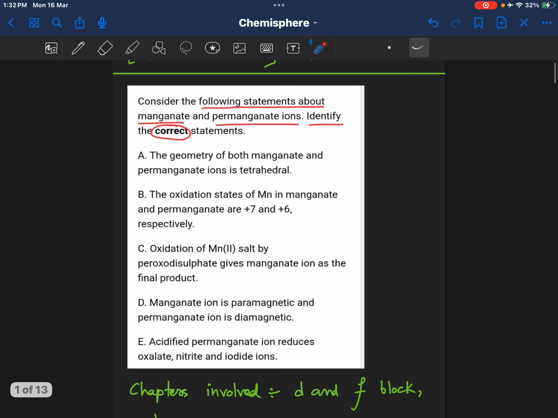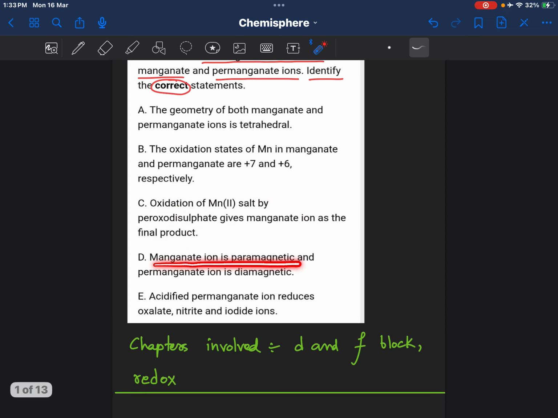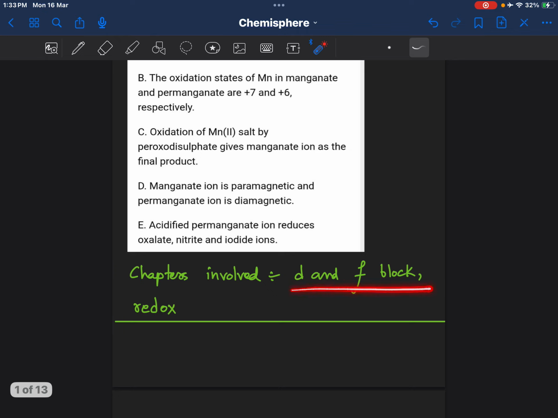The first one is: the geometry of both manganate and permanganate ions is tetrahedral. Second: oxidation states of manganese in manganate and permanganate are +7 and +6 respectively. Third: oxidation of Mn+2 salt by peroxodisulfate gives manganate ion as the final product. Fourth: manganate ion is paramagnetic and permanganate ion is diamagnetic. And the last one: acidic permanganate ion reduces oxalate, nitrite and iodide ion. We have to tell how many of them are correct. The chapters involved are d and f block and redox.